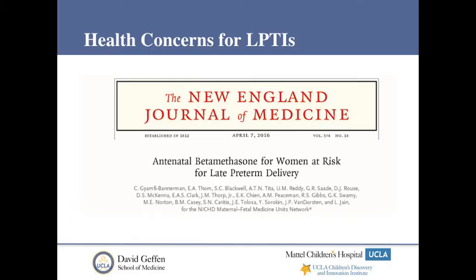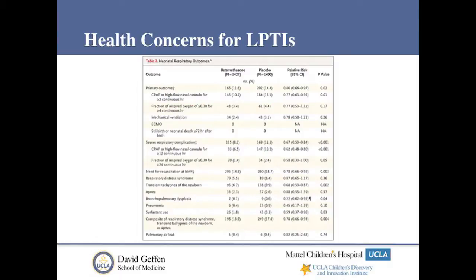And what they did was they gave betamethasone 12 milligrams IM every 12 hours, just 2 doses, with the idea that mothers were not anticipated to deliver within the next 24 hours. And then they looked at whether or not they developed significant respiratory distress that required intervention in the first 72 hours of life.